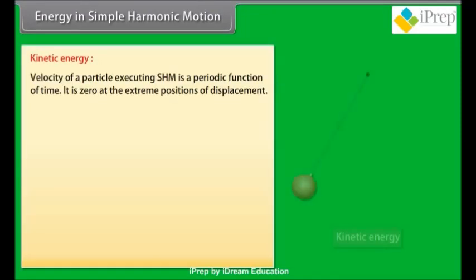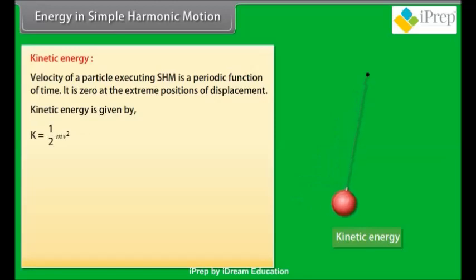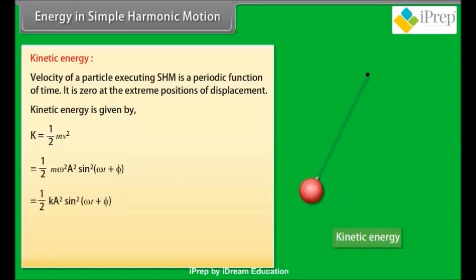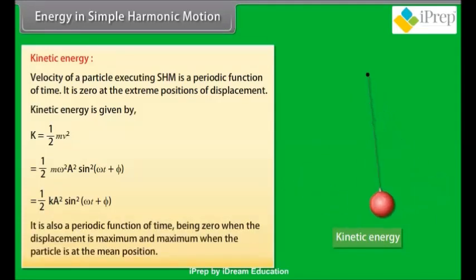Kinetic energy. Velocity of a particle executing simple harmonic motion is a periodic function of time. It is 0 at the extreme positions of displacement. Kinetic energy is given by K = ½mv² = ½mω²A² sin²(ωt + φ) = ½kA² sin²(ωt + φ). It is also a periodic function of time, being 0 when the displacement is maximum and maximum when the particle is at the mean position.